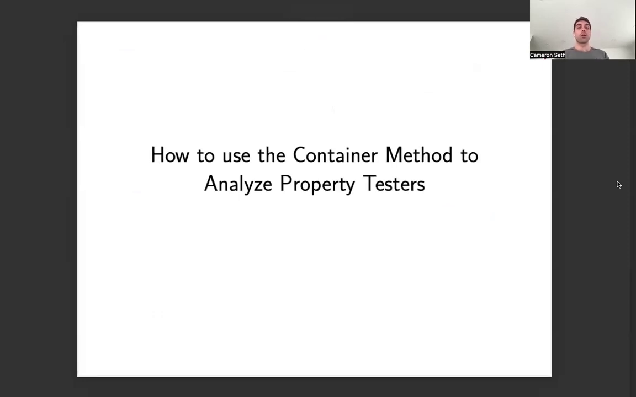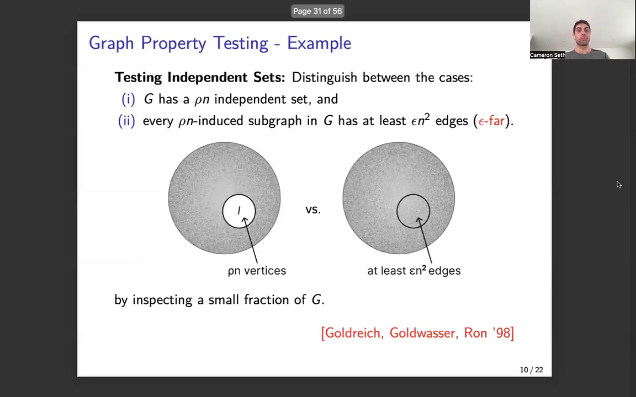Okay, now I want to talk about how we can use the container method to analyze property testers. And to do this, I'm going to go through an example, in particular, the independent set testing problem. So we want to distinguish between the case that G has a rho n independent set and the case that every induced subgraph on rho n vertices has at least epsilon n squared edges.